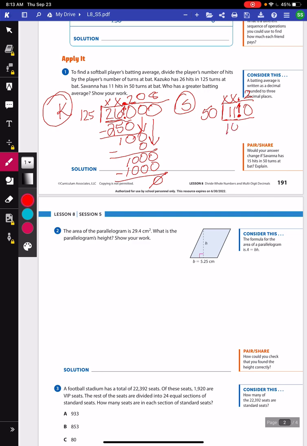2 times 50 is 100. I subtract and get 10. Add a 0, bring it down. 50 can go into 100 2 times. 2 times 50 is 100. I subtract and get 0. Nothing else to bring down, so I am done.